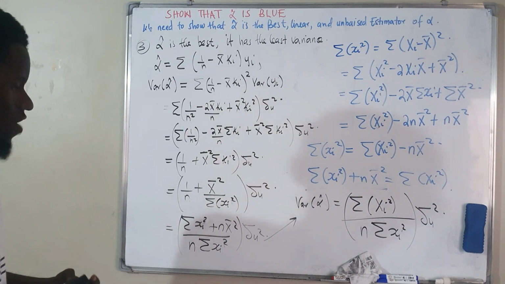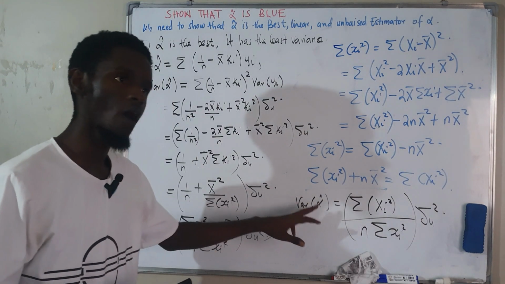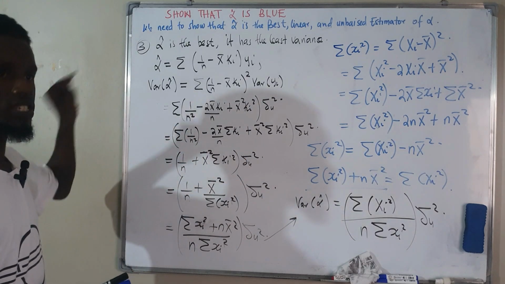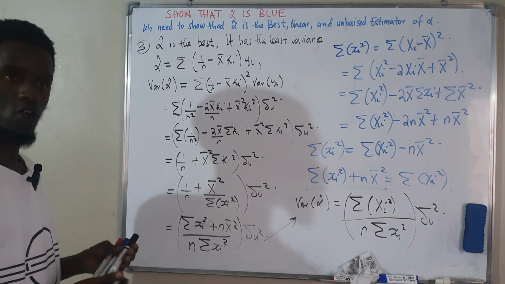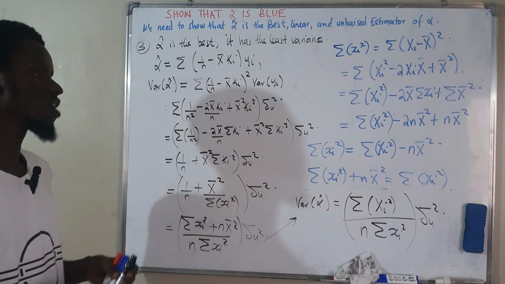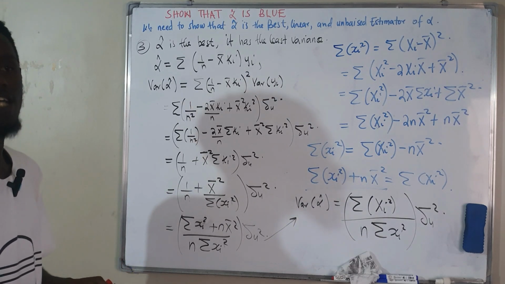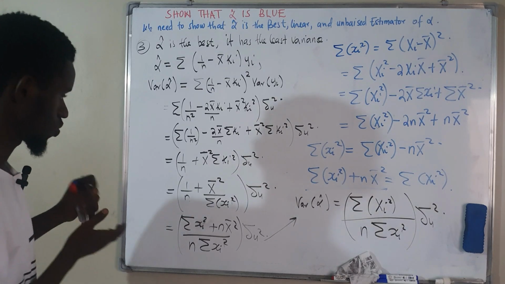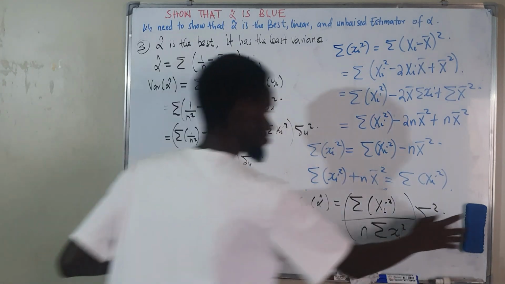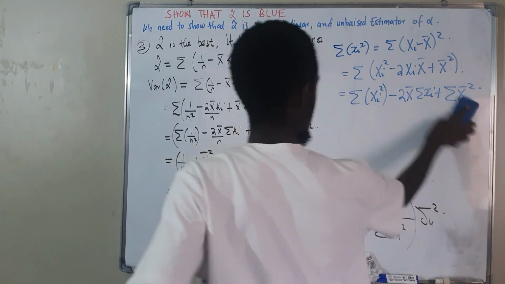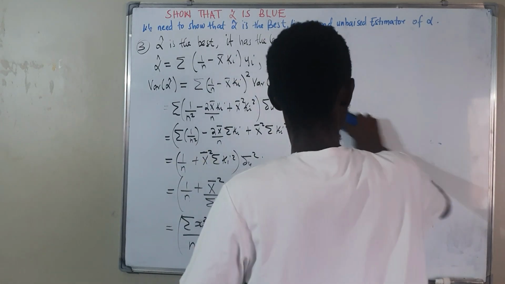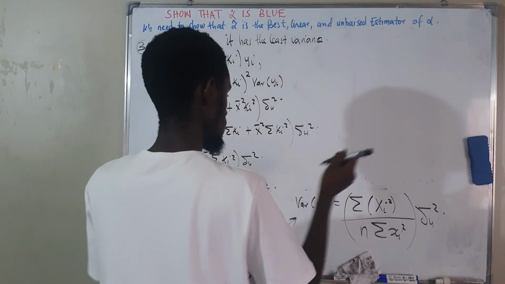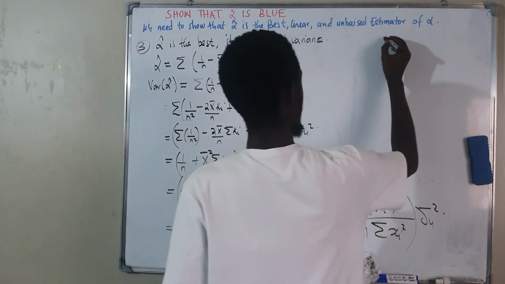Now, since we have seen the variance of alpha hat, I want us to assume a given variable alpha star, and then compare its variance with the variance we've seen, and see which one has the least variance. From this step, we shall need to note this value here, because it's going to help us answer some question.